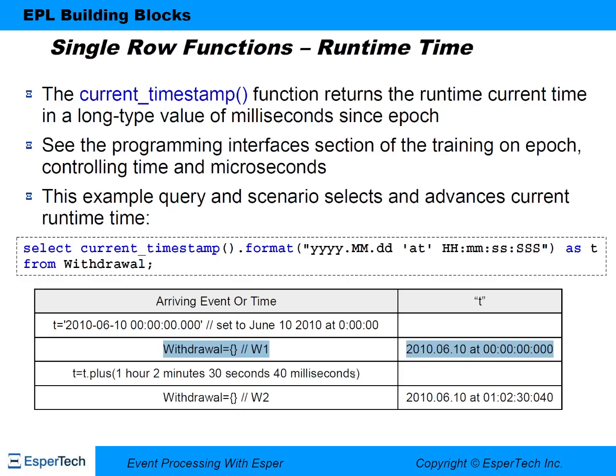D equals D plus (1 hour 2 minutes 30 seconds 40 milliseconds). This advances the time by 1 hour 2 minutes 30 seconds 40 milliseconds. A withdrawal event arrives, labeled as W2. The column T has the time portion set to hour 1, minute 2, second 30 and milliseconds 40.